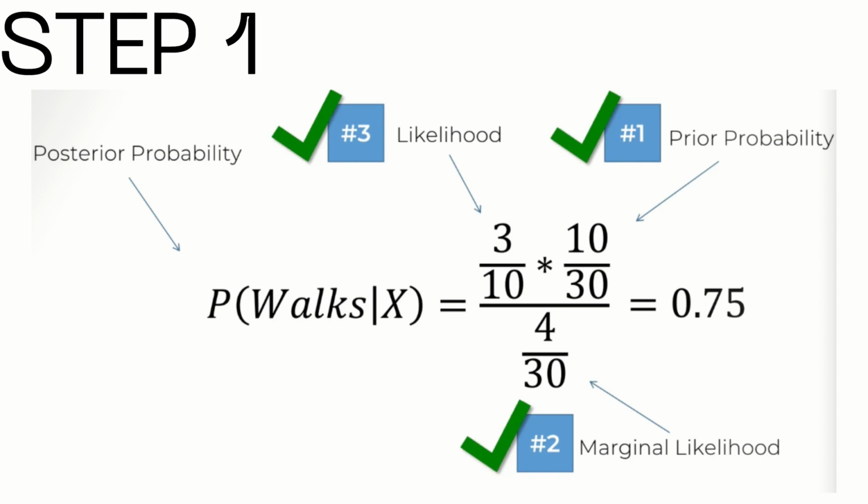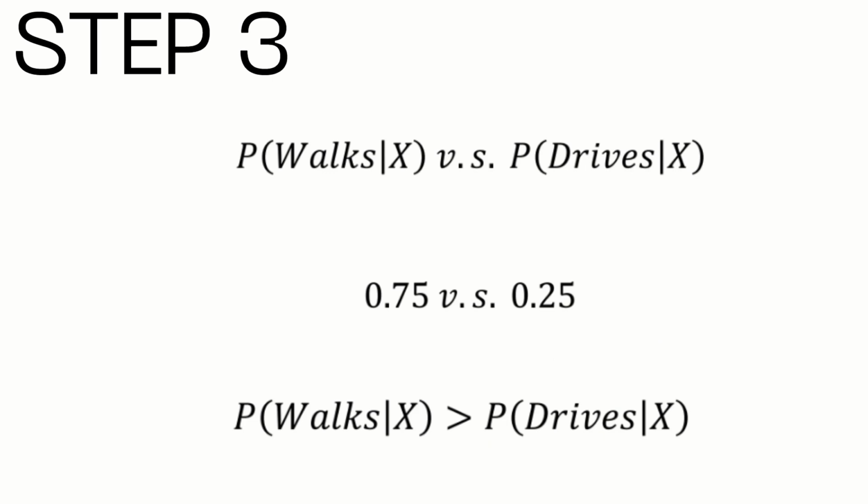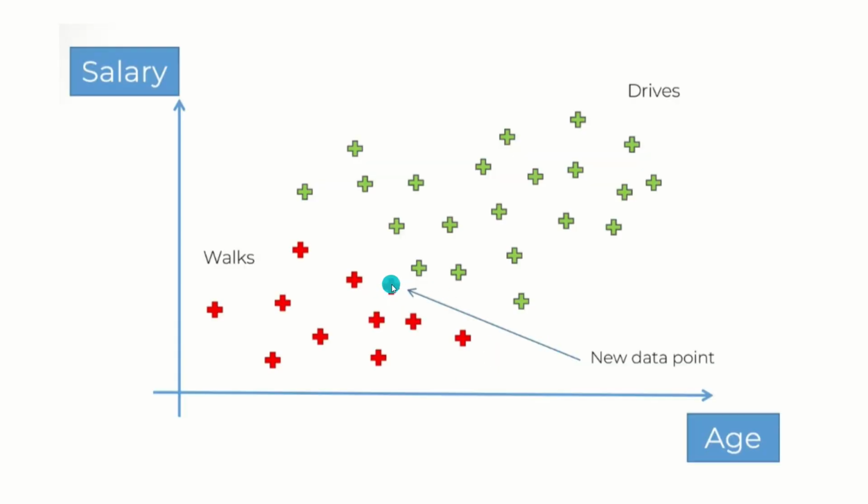The same steps we have to repeat for driving as well. Instead of counting the red ones, we now count the green ones. In that case, we will get the answer as 0.25. Now you can easily calculate which is more, walking or driving. Obviously walking is more. In the third step, we have to compare walking with driving. We got 0.75 for walking and 0.25 for driving. It means 75% is walking and 25% is driving. So obviously the probability of walking is more than the probability of driving. So we can easily say that this new data point will be classified into the walking category.